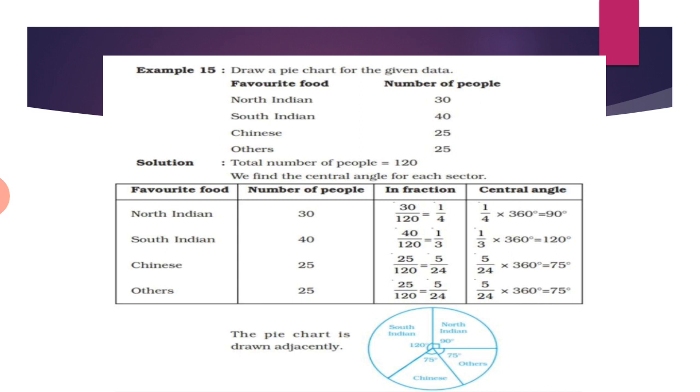Then you have to draw 75 degrees. 75 degrees is an acute angle. So use the protractor and make an acute angle less than 90 and name it 75 degrees Chinese. And the fourth one, you actually need not do it. Whatever is left is obviously going to be your fourth 75 degrees, that is others.